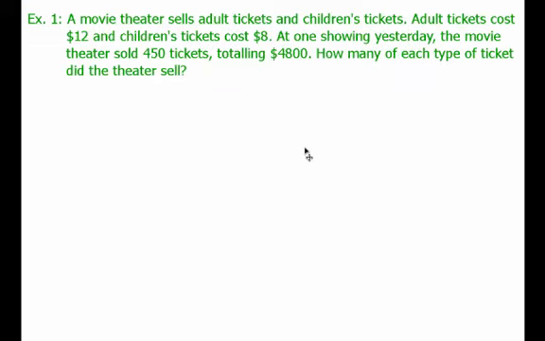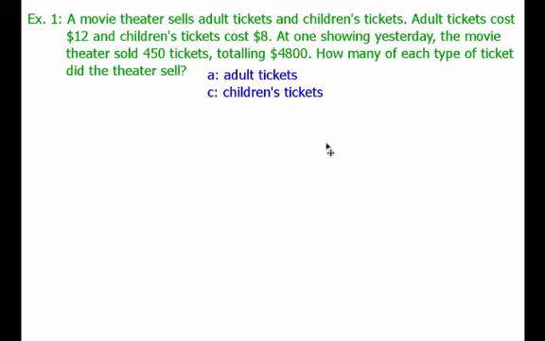So our first thing we need to do is define our variables. We need to say, okay, what is x, what is y? In this case, I'm going to use the variables a and c instead of x and y. And it should be pretty obvious, all right? It says how many of each type of ticket did the theater sell? So I'm going to say A is adult tickets and C is children's tickets. I could say X and Y, but I'm choosing to use A and C in this one.